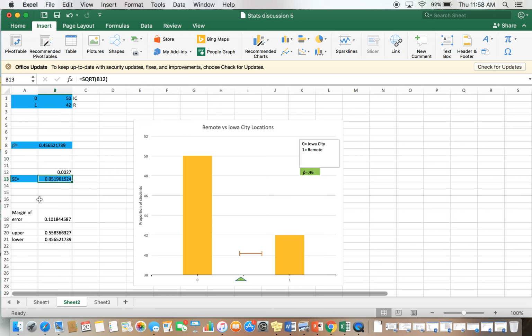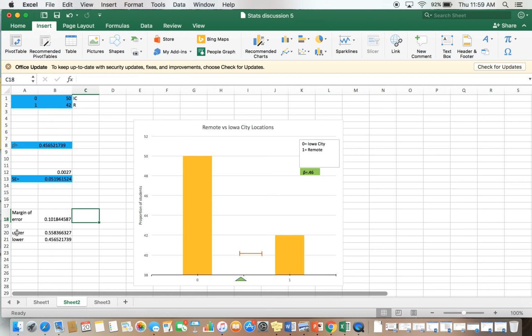From that point, I was able to calculate the margin of error and the upper and lower limits of this proportion. To calculate the margin of error, I simply took my SE, my standard deviation of the sample population, and multiplied it by the 95% confidence level that we're looking for. The critical value we wanted was 1.96. So that's about a margin of error of 10%, roughly. Not too good, not too bad, nothing to really be concerned about.